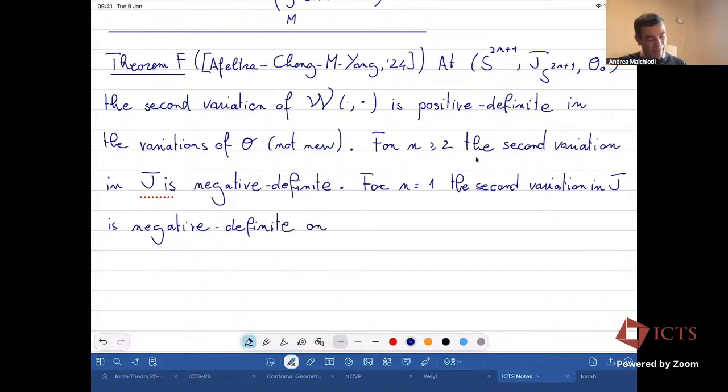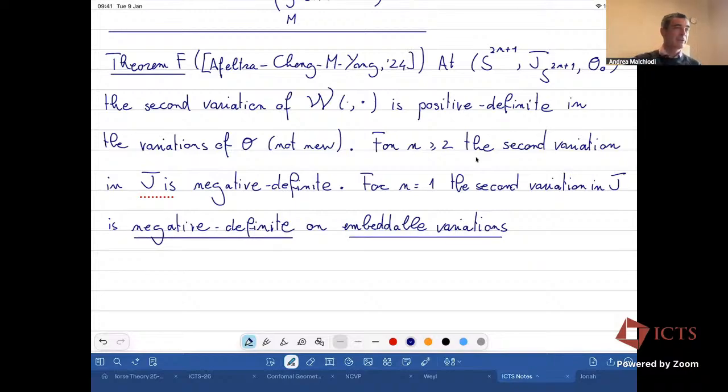On embeddable variations, the second variation is negative definite, which are the ones that behave like the Riemannian case, where we have the positive mass theorem. But on the non-embeddable ones, it's positive definite, in the orthogonal ones.